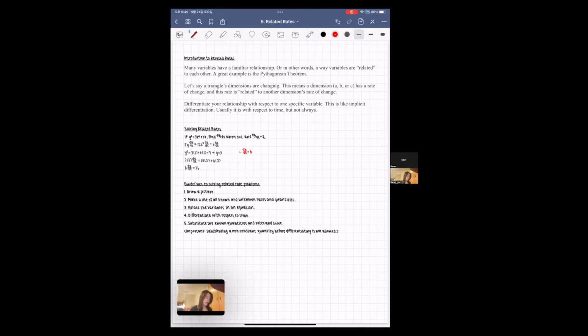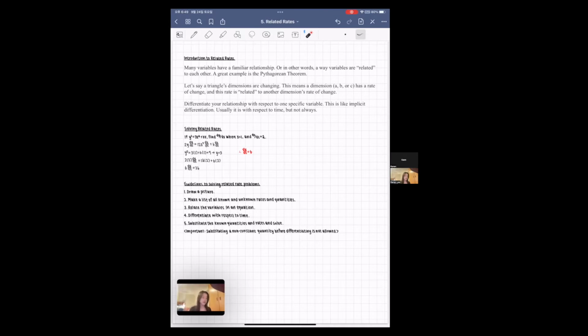Now, here are some guidelines to solving related rate problems. First, you draw a picture. Usually, if it's not a question regarding an equation like this, if it's like a square, a rectangle, a triangle, or a different shape, it's much easier for you to draw a picture and then solve. Second, make a list of all known and unknown rates and quantities. Third, relate the variables in an equation. So basically, it means just write an equation.